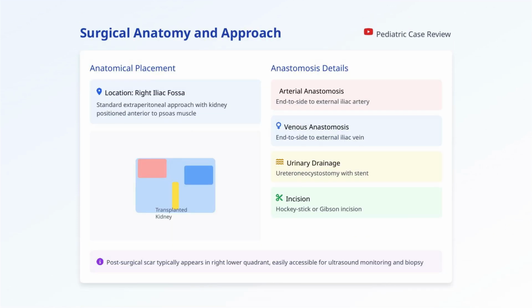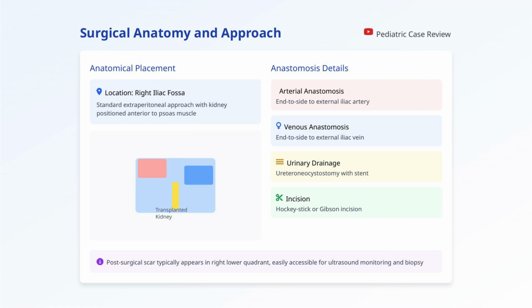This slide illustrates the surgical anatomy and approach for pediatric renal transplantation. The kidney is placed in the right iliac fossa using an extraperitoneal approach, positioned anterior to the psoas muscle. The arterial anastomosis is performed end-to-side to the external iliac artery, while the venous anastomosis is end-to-side to the external iliac vein. Urinary drainage is achieved through ureterocystostomy with stent placement.